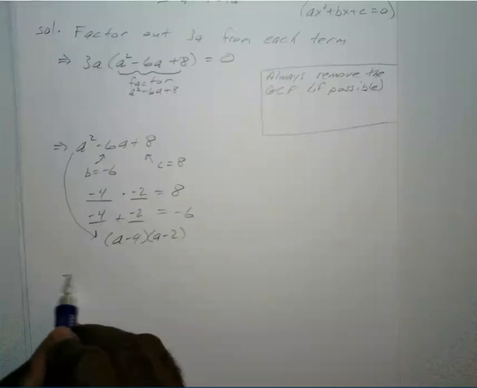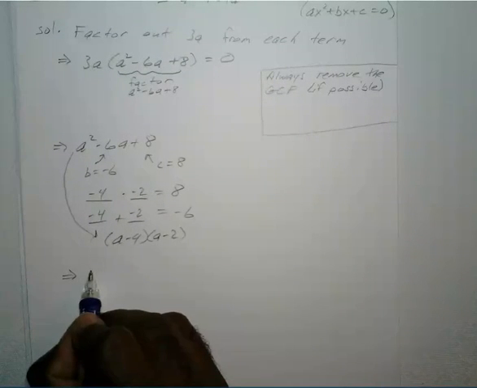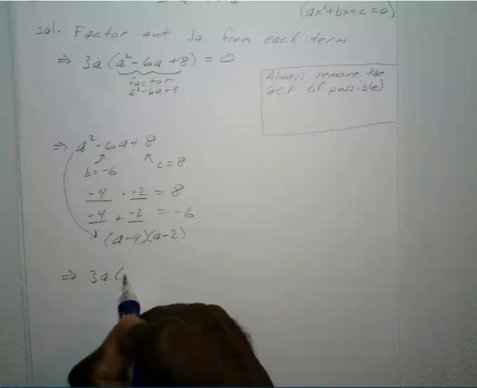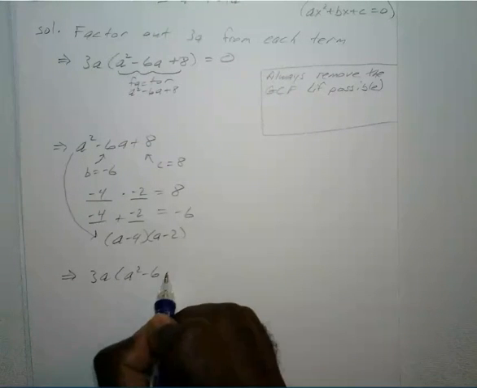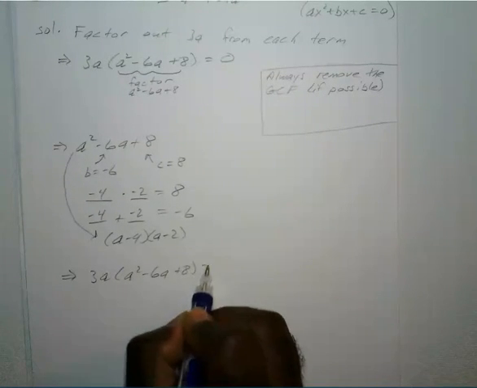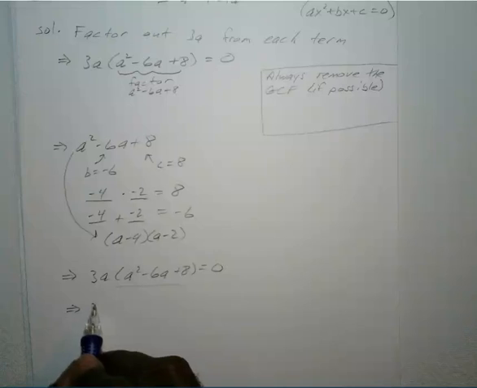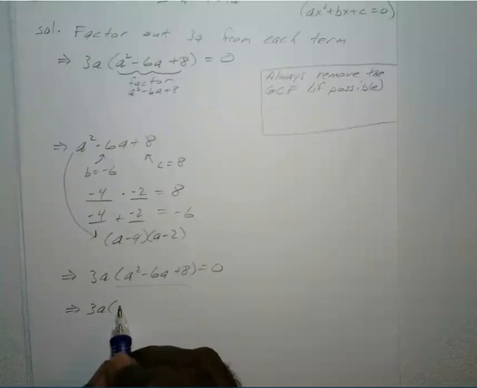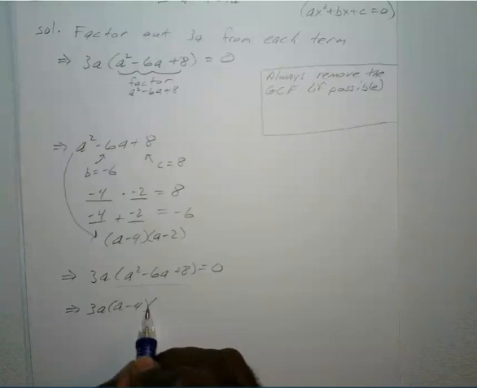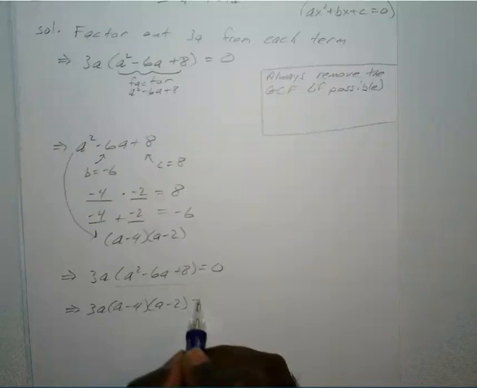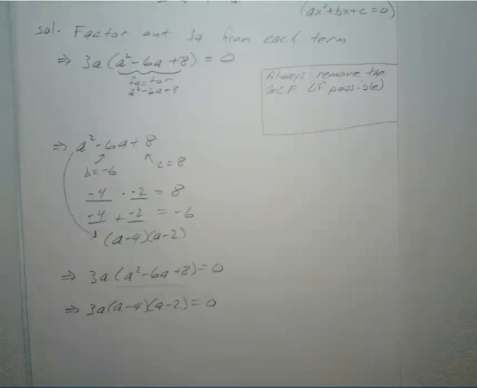Okay, so to break it all down, you have 3a times a squared minus 6a plus 8 equals 0. We factored this part, so now that becomes 3a times a minus 4 times a minus 2 equals 0.